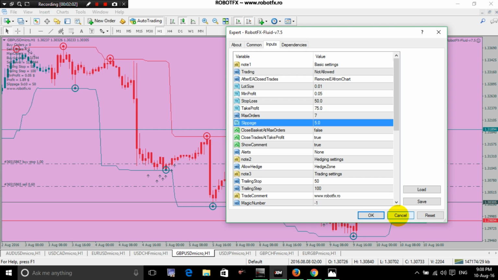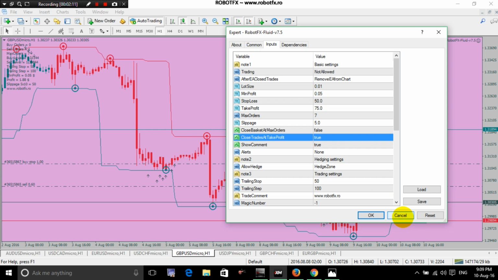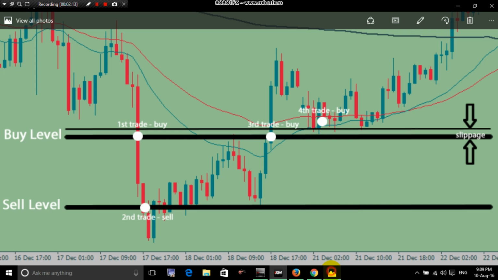However, we use it in a different way. It's the same value, 5. This value, 5 pips or 50 points on this chart, is also used as some kind of buffer when we trade using the HedgeZone recovery option.